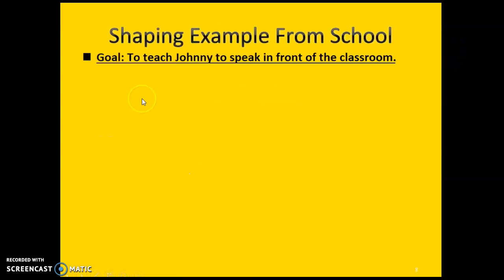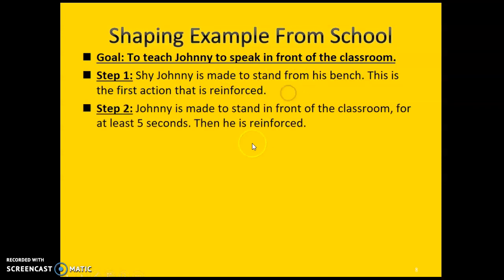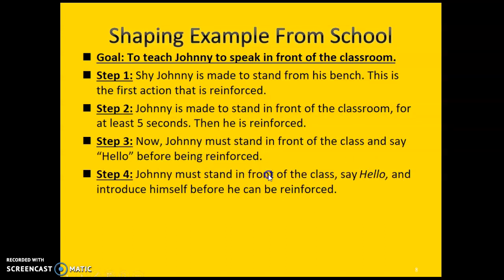So if we look at an example of shaping from school, Johnny doesn't like to speak in front of the class, so we've got to make him do it. So step one, Johnny is made to stand from his seat, his bench. This is the first action. So as he stands there by his desk, we give him a reward. Then we make him stand in front of the class. We give him the reward, closer to standing up and talking. Johnny now must stand in front of the class and say something, reward.